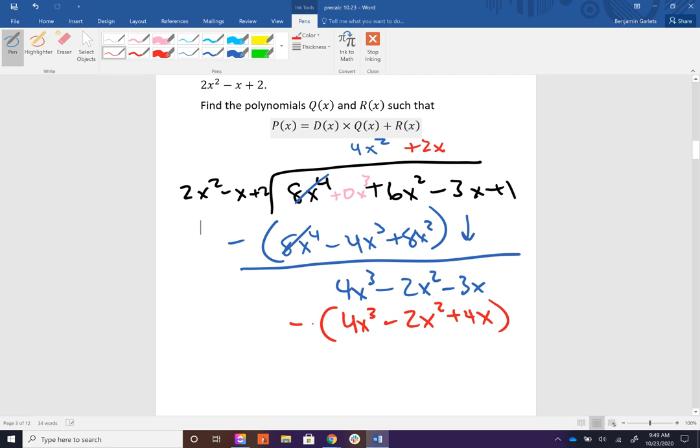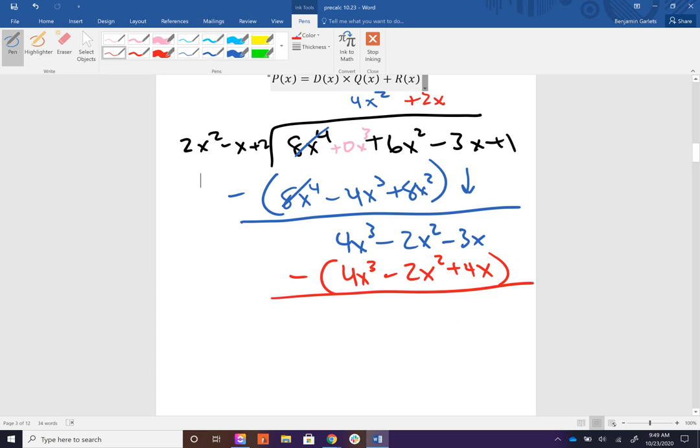So then let's subtract these things. We're going to scroll down a little bit. These are opposites. Negative 2x squared minus a negative 2x squared, so those would be opposites. Convenient. Minus 3x minus 4x, we get minus 7x. And then we're going to bring down 1.